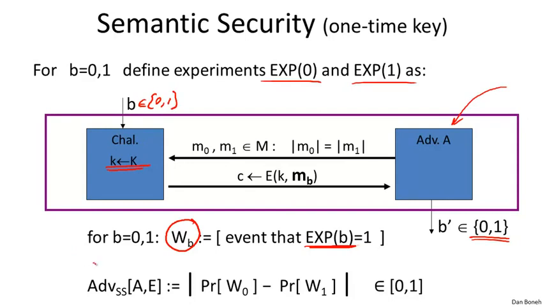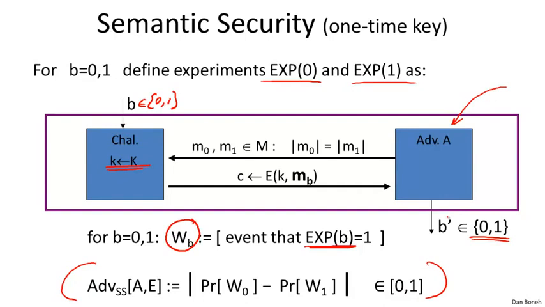And now we can define the advantage of this adversary. This is called the semantic security advantage of the adversary A against the scheme E, defined to be the difference of the probability of these two events. In other words, we're looking at whether the adversary behaves differently when he was given the encryption of M0 from when he was given the encryption of M1.